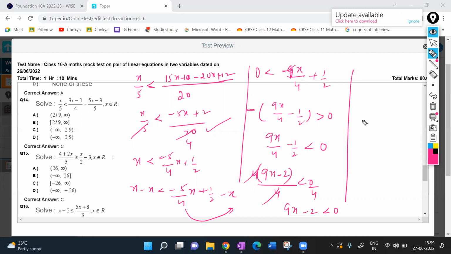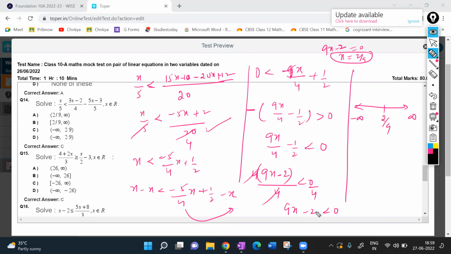What is my critical point now? A critical point is nothing but finding the zero of the given term which we have. How can I find the zero of that? By equating it with 0. X value is what? 2 by 9. So I'll be plotting 2 by 9 here, on the number line from minus infinity to plus infinity.